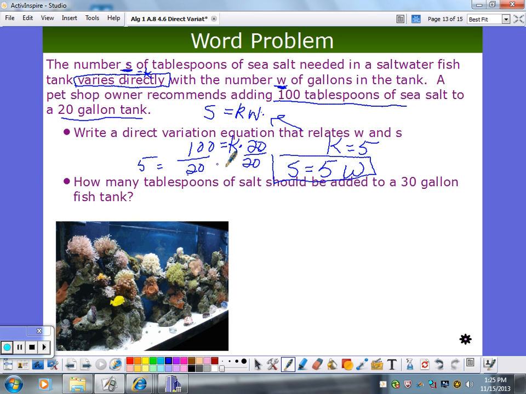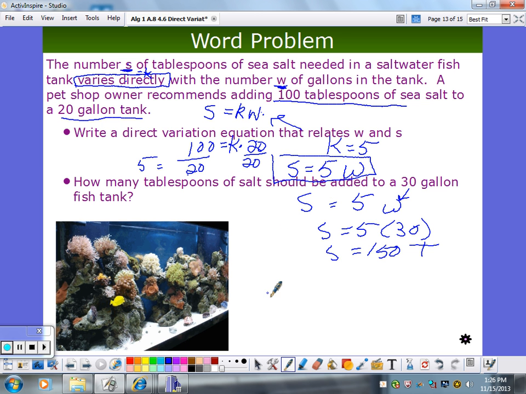Then it says, how many tablespoons of salt do you need if you have a 30-gallon tank? So I'm going to use this. I've got the equation now. Is that 30 the salt, or is that the water? That's the water, right? I'm going to put it there. So S equals 5 times 30. S equals 150 tablespoons of salt for that many.